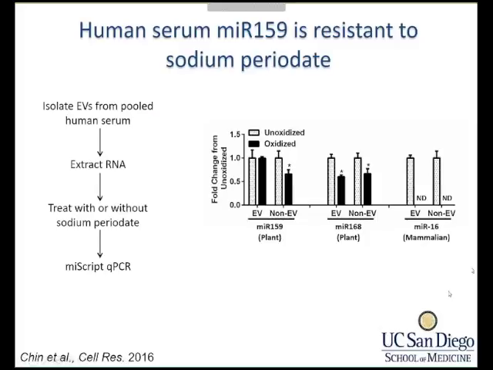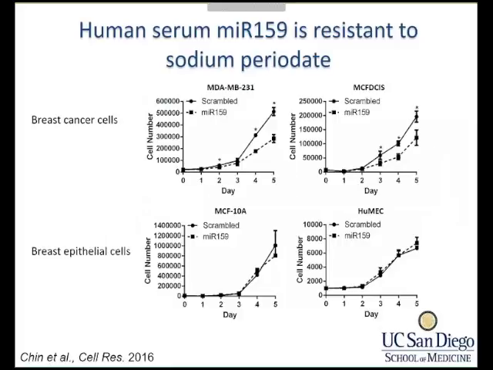The control is the mammalian miR-16, which we know does not have any 2'O methylation, and indeed this microRNA is super sensitive to the oxidation experiment. We couldn't detect any miR-16 anymore after the treatment, so this serves as a good control, indicating the difference between mammalian microRNA and plant-derived microRNA we detected in human sera.